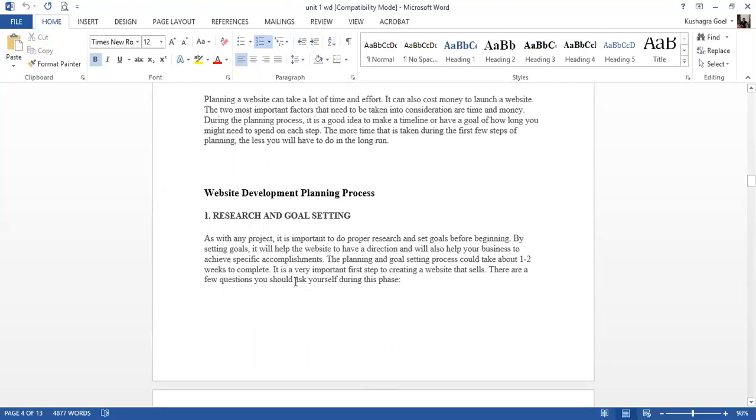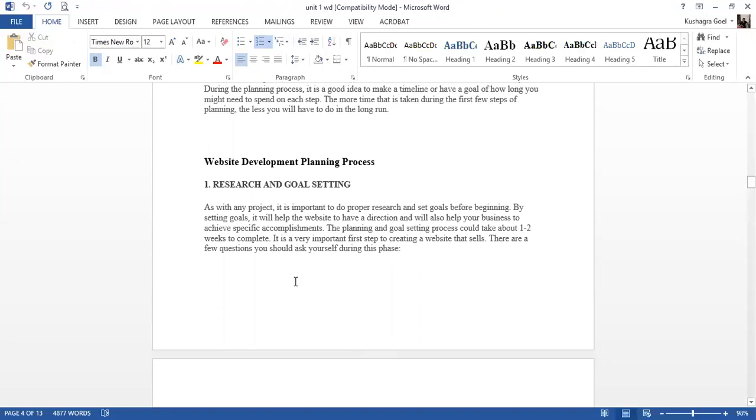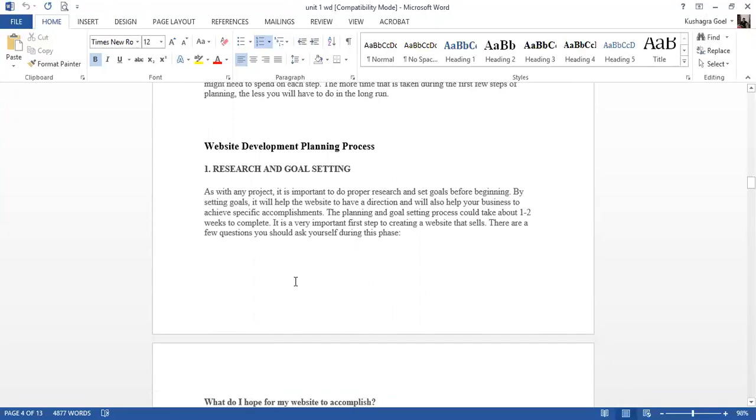As with any project, it is important to do proper research and set goals before beginning. By setting goals, it will help the website to have a direction and will also help your business to achieve specific accomplishments. The planning and goal setting process could take about 1 to 2 weeks to complete. It is a very important first step to create a website that sells.